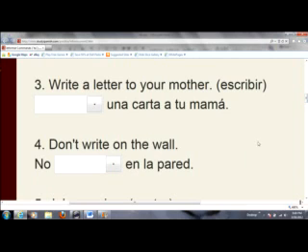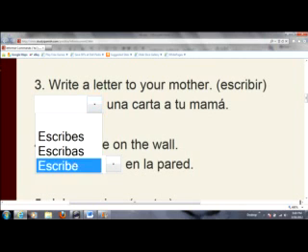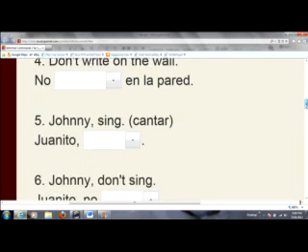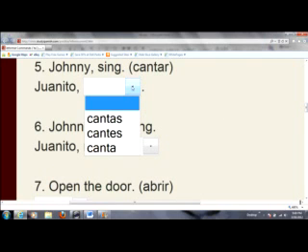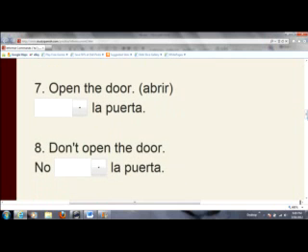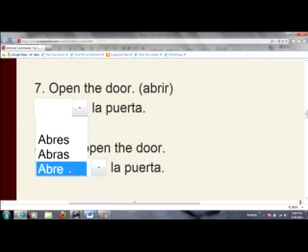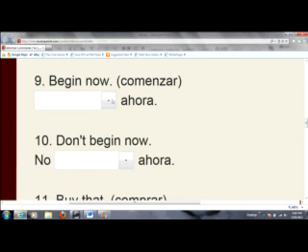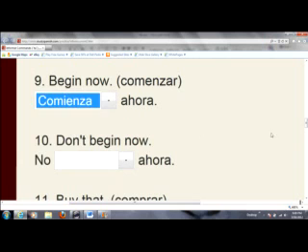Okay? Write a letter to your mother. Okay, think about this one. Hopefully you chose escribe una carta a tu mamá. And you're telling Johnny, sing, Juanito, canta. Open the door. The verb is abrir. Abre la puerta. Begin now. Comienza.